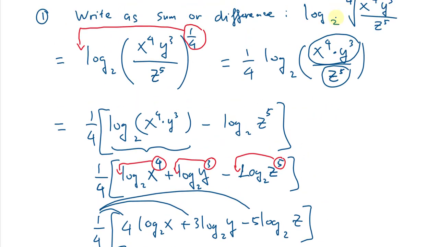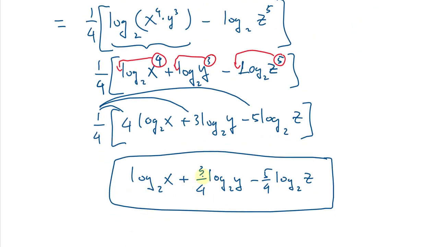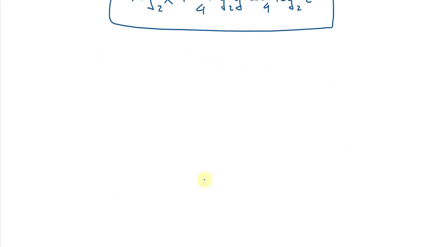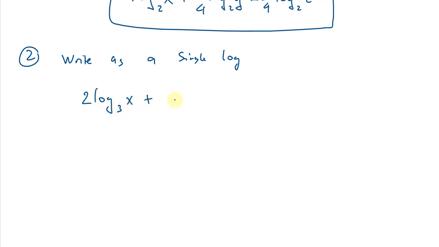So from a single log, I expanded it out. Now the next question, question 2, you want to write a single log. Okay, so we are given a long expression, 2 log base 3 of x plus 3 log base 2 of y minus log base 3 of z. You want to combine this into a single log.